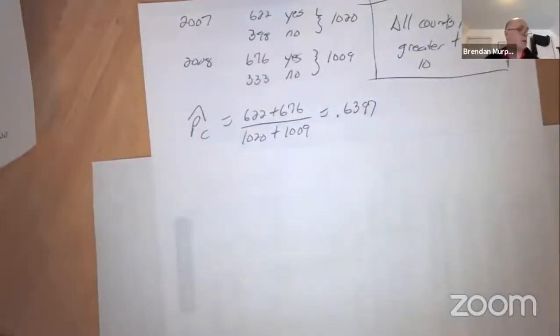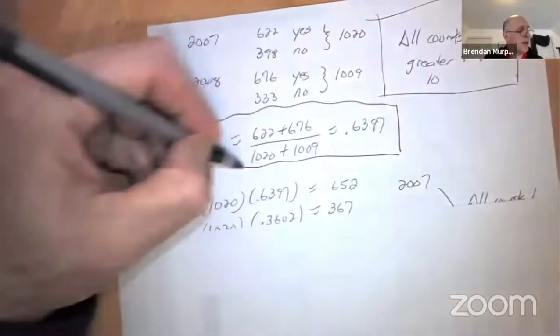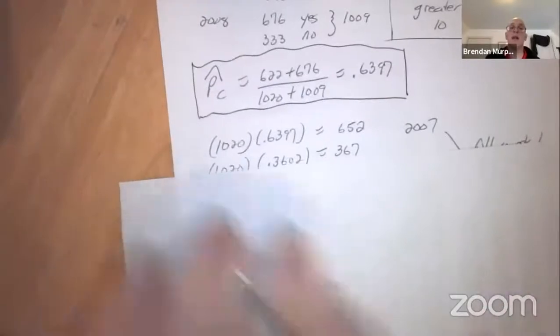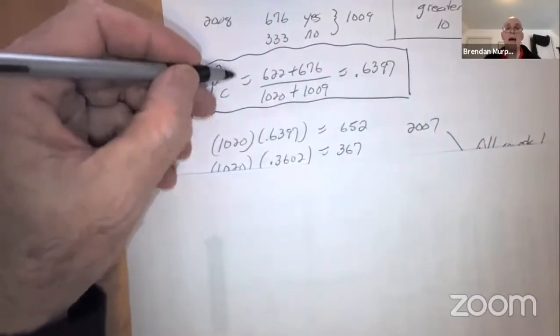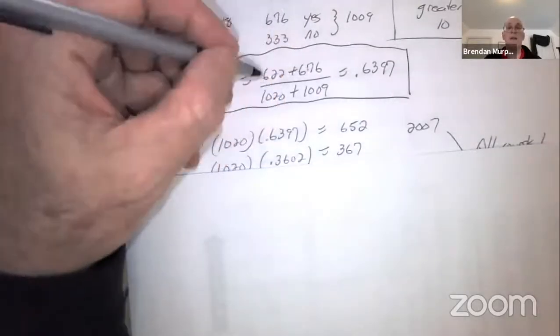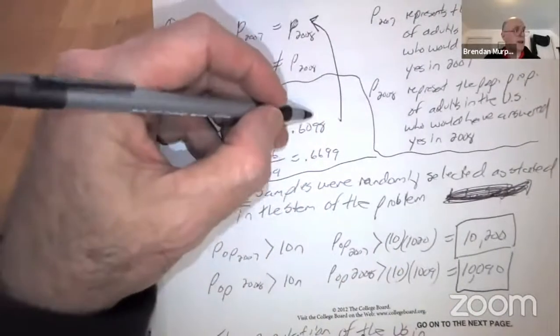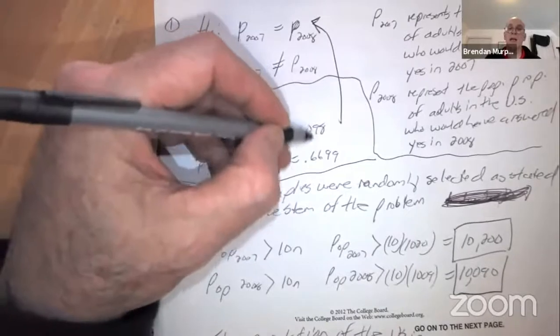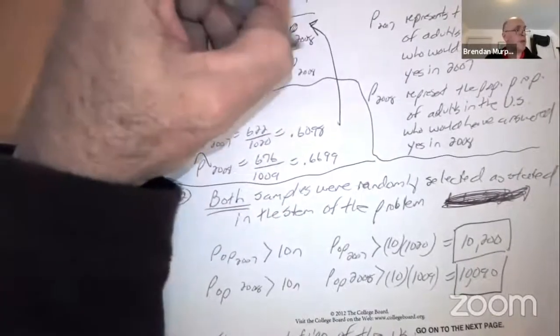I remember having discussions about the best way to do that, and this was years ago. It feels like we're now leaning towards a different way of doing it, and this was in the revised curriculum that the College Board came out with this year. So I did figure out p hat combined. I added my two successes over my two sample sizes, and I got 0.6397. Well, that does feel like it's kind of between these two numbers here. And so that's probably a better estimate as to my population proportion for either year.